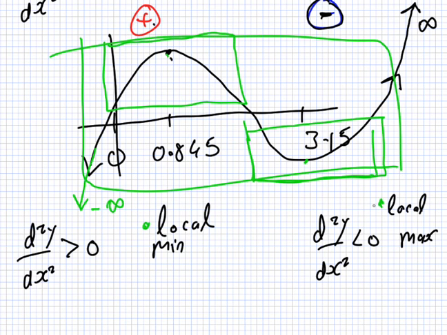So one application of the second derivative is to tell us if we have a maximum or if we have a minimum. Another application is to tell us if we have a concave shape or if we have a convex shape. Let me give you an example here. Can I scroll down? Yeah.